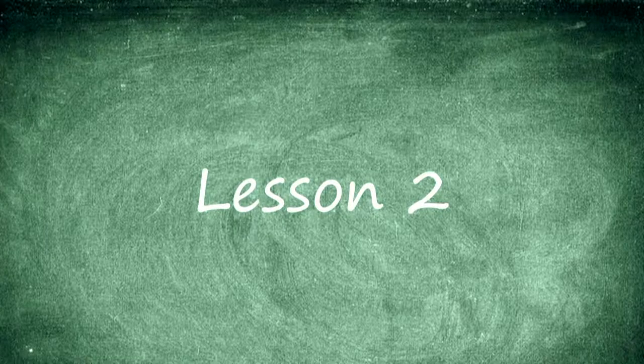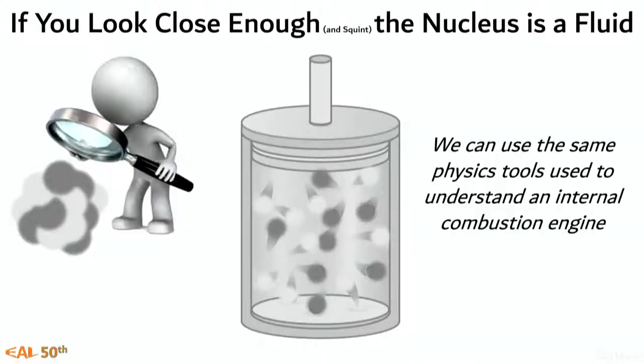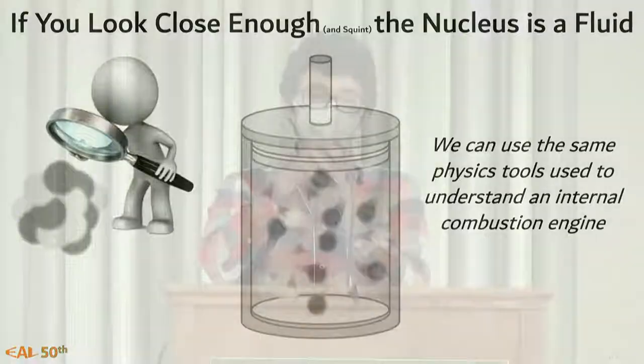So let's move on to lesson two. So here, it's surprising at first maybe that if you look close enough, the nucleus is a fluid. So it may sound weird because it's this very compact ball, this very compact object at the center of the atom, kind of isolated from everything else, basically floating in empty space. But believe it or not, you can treat it as a fluid, so as a liquid or a gas.